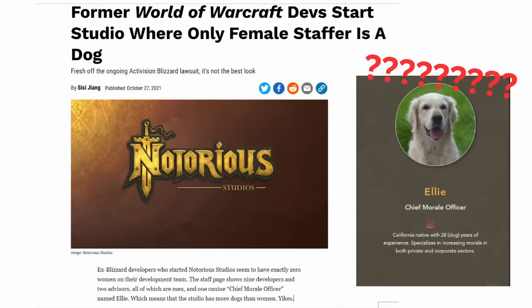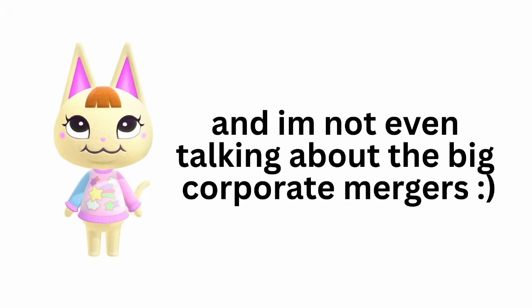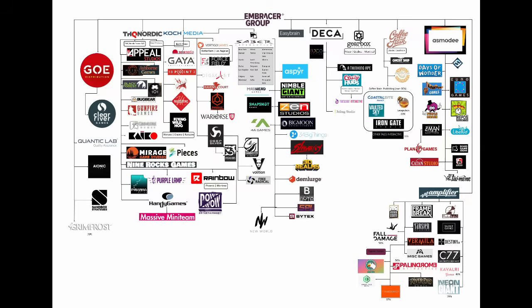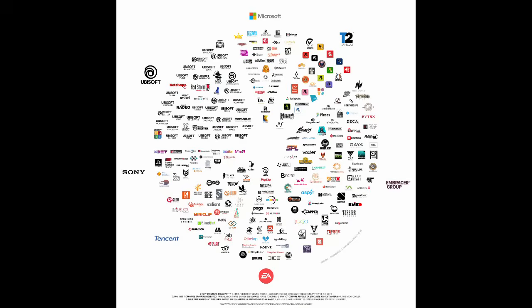And there was that one studio that announced, famously, that the only woman on staff was a dog. Anyway, then you also had these big groups that would come in and acquire studios. The classic one is Embracer, a Swedish group that bought just about every studio under the sun. Like Tencent, Embracer went on a shopping spree in the games industry and bought all of these studios.